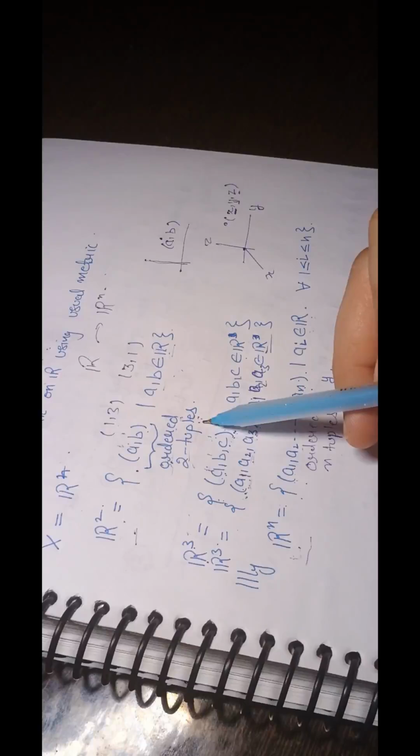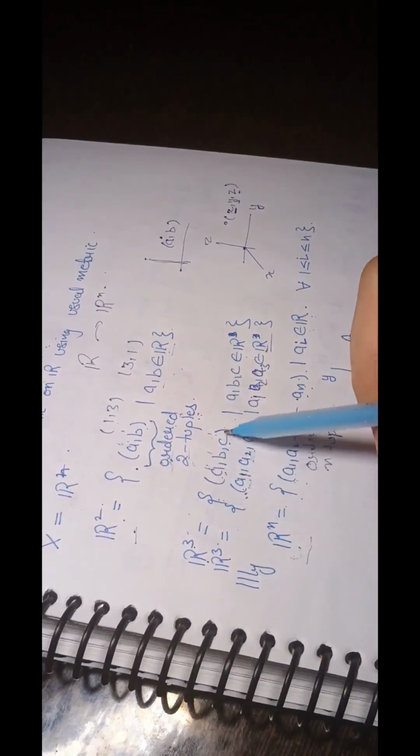So R2 was the collection of all ordered two tuples. Similarly, R3 was a collection of all ordered three tuples. That means R2 has two coordinates, R3 has three coordinates. Similarly, Rn is the collection of all ordered n tuples. We have n coordinates here. An element in every coordinate is a real number. So Rn is a collection of all elements of the type A1, A2 up to An, where each Ai belongs to R.